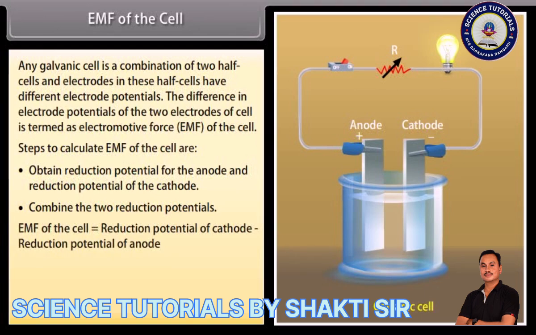EMF of the cell is equal to the reduction potential of the cathode minus the reduction potential of the anode. That is, E cell is equal to E cathode minus E anode, or E cell is equal to E right minus E left.